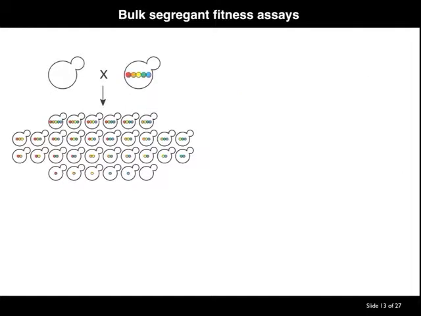Once we've broken up the linkage of all of our evolved mutations, we can take this pool and put it into one tube, or in our case, one well of a 96 well plate. And then we can propagate this pool forward exactly as we did for the evolution experiment.